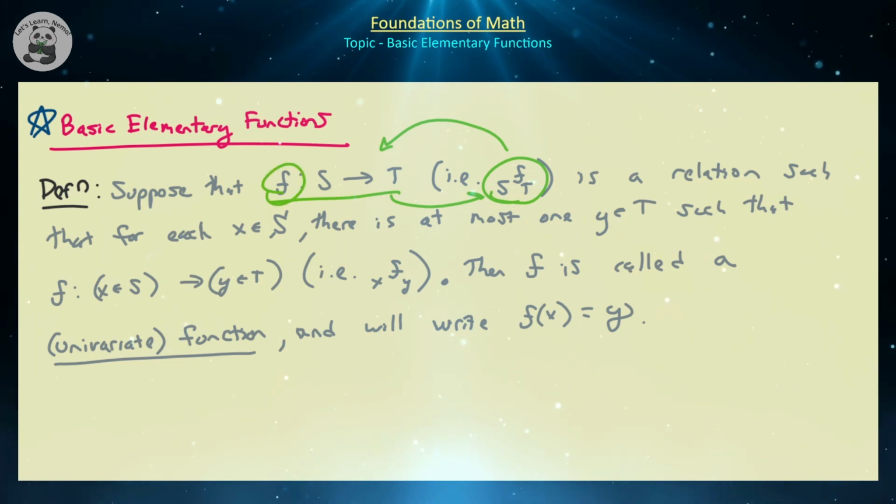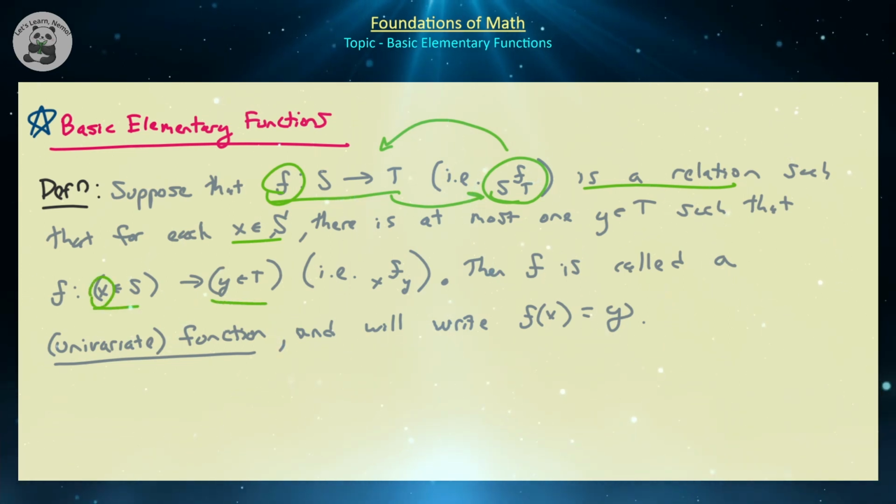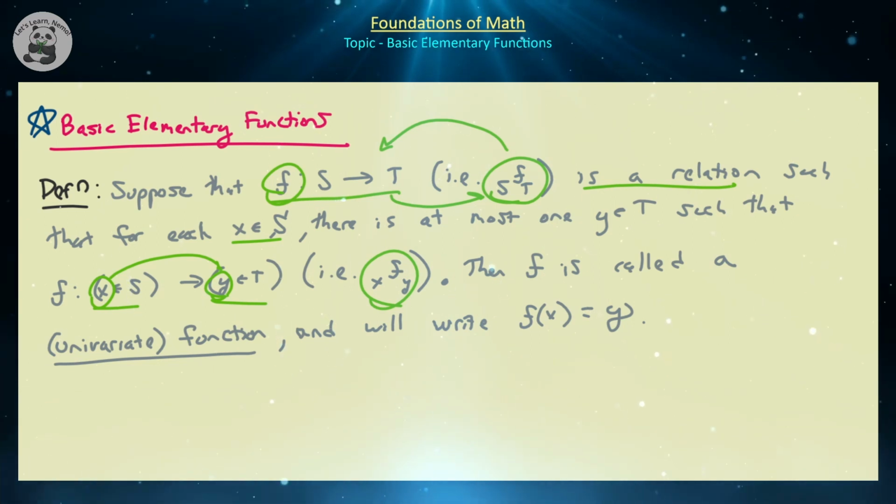So let's assume that F is a relation such that for each x in S, there is at most one y that is associated to that particular domain value x, i.e. x is mapped to the element y. So x goes to y, i.e. x is related to y via the relation f. Then, if there is at most one y associated to that particular domain value x, we call that relation f a function, and some people will even be a little bit more specific, a univariate function, and some people will also say of which variable. In particular, we're talking about the default variable y.